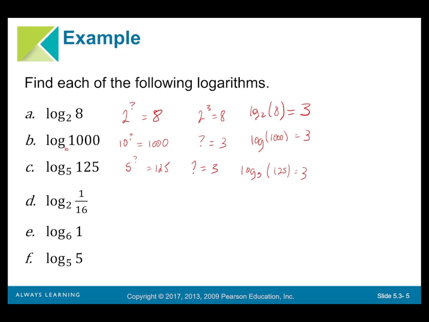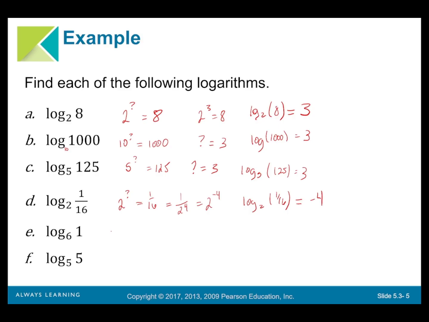Now this next one's definitely a little bit different, because it's 2 to the what equals 1 over 16. Well, it might be helpful to remember 1 over 16 is 1 over 2 to the 4, which of course is 2 to the negative 4. Therefore, our log base 2 of 1 over 16, well, that's the exponent, negative 4. Again, looking here, 2 to the what gave me 1 over 16? Well, minus 4. 2 to the minus 4 gave me 1 over 16.